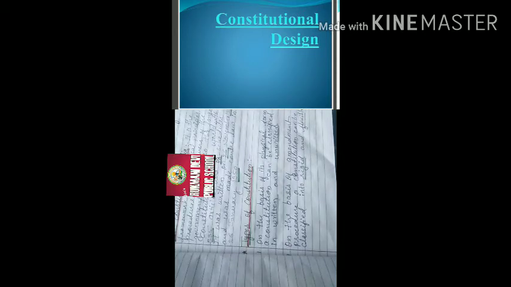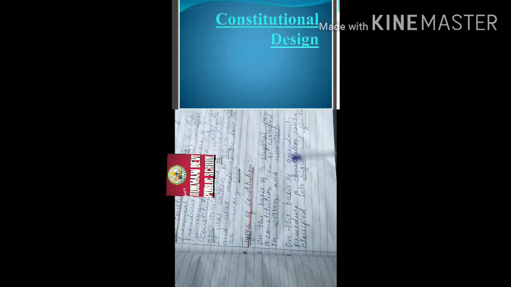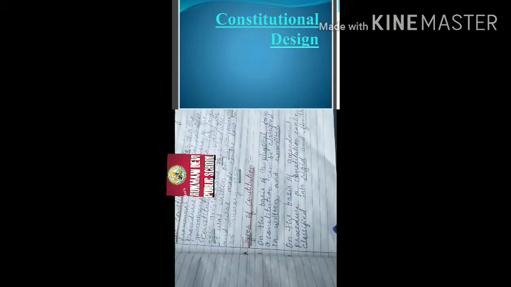Another form of constitution is the unwritten constitution. An unwritten constitution means the constitution is not written in a single document, and it is derived from a number of sources, and it is flexible in nature.